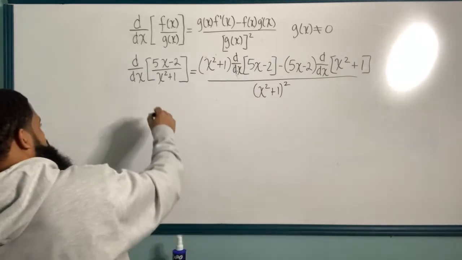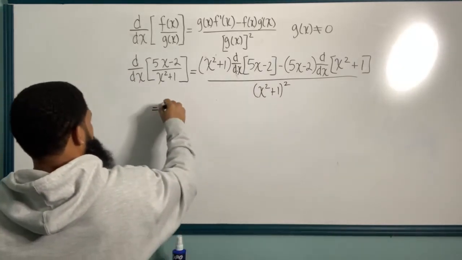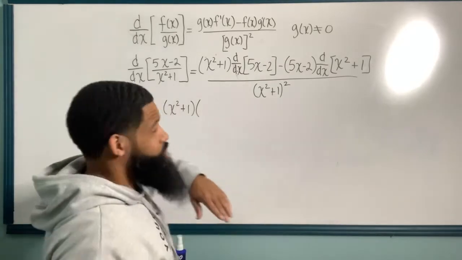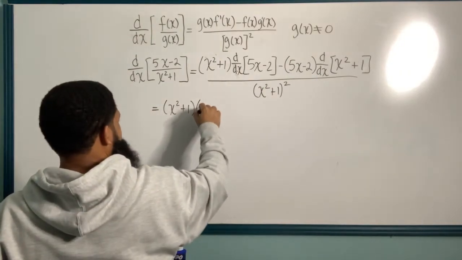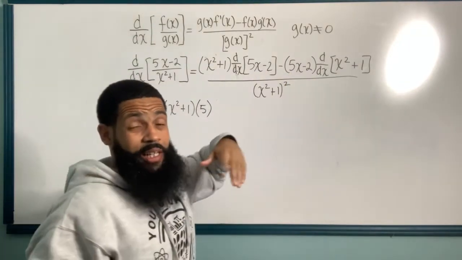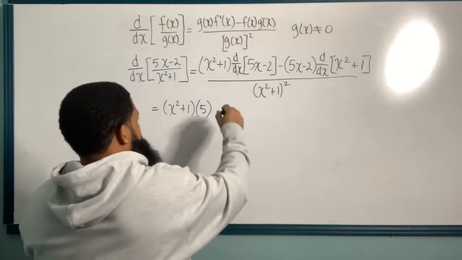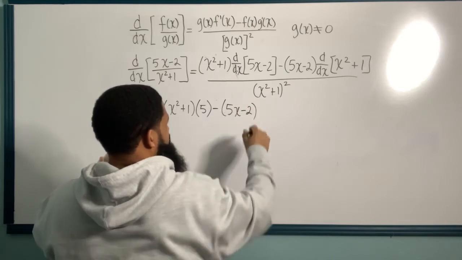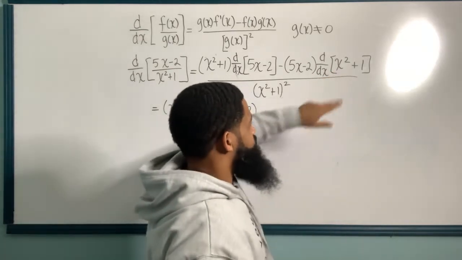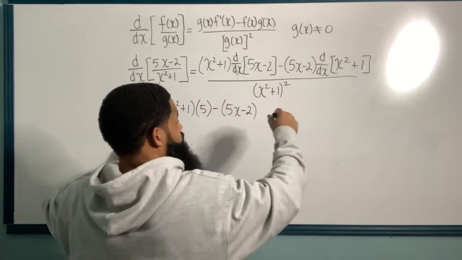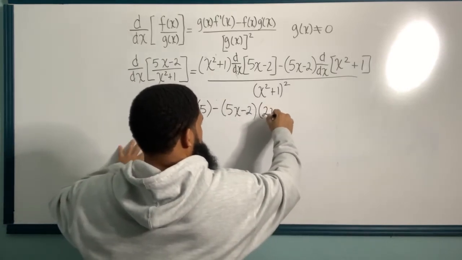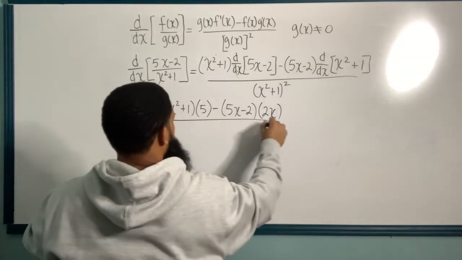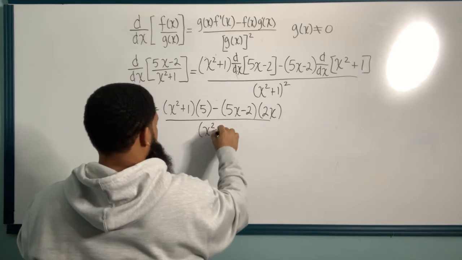All right, now let's do some calculations. So here we go. We have x squared plus 1 times the derivative of 5x minus 2. Well, the derivative of 5x is just 5. The derivative of 2, which is a constant, is just 0. All right, so then minus, we bring out the 5x minus 2, and we want to multiply by the derivative of x squared, which is just 2x, and then the derivative of 1 is 0 because it's a constant. We keep that over x squared plus 1 squared.